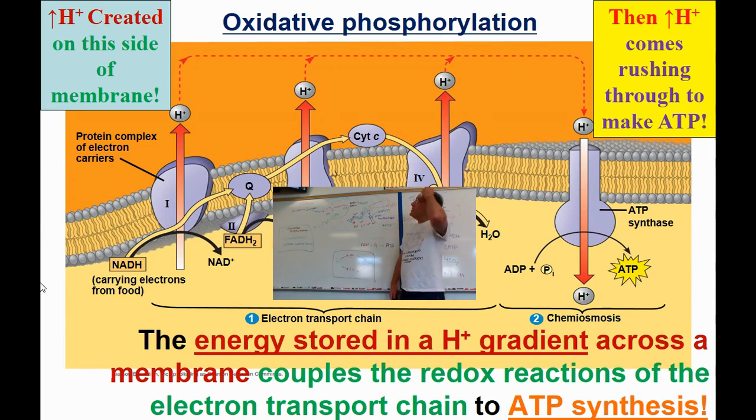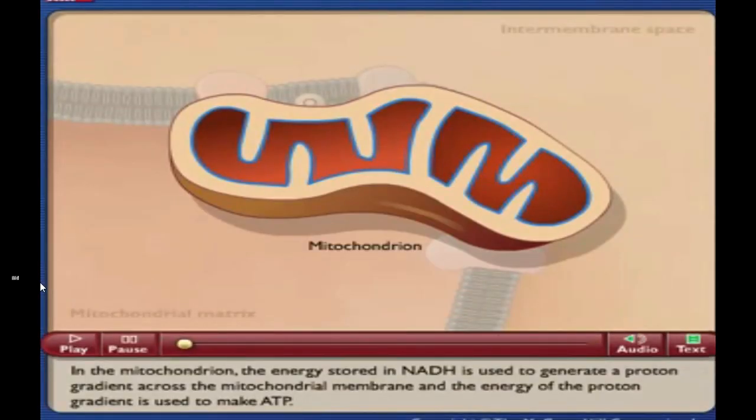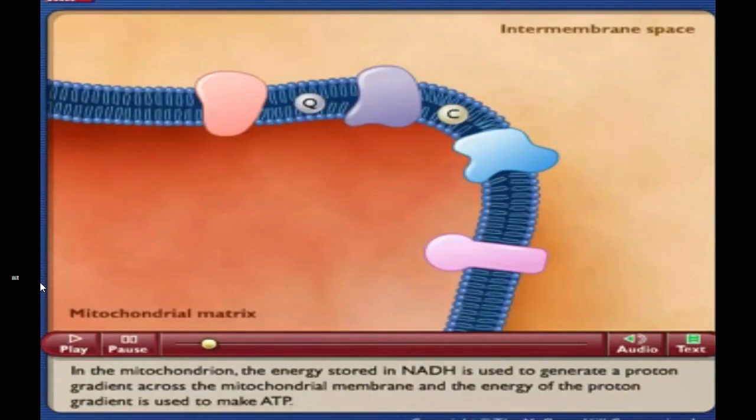That energy is harnessed to make ATP. In the mitochondrion, the energy stored in NADH is used to generate a proton gradient across the mitochondrial membrane, and the energy of the proton gradient is used to make ATP.